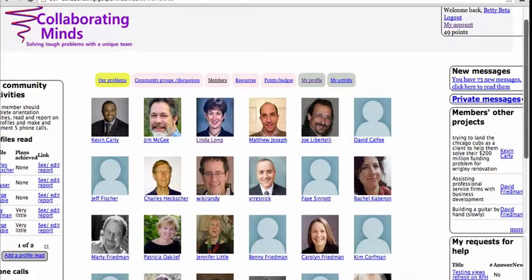Collaborating Minds knows that one of the best ways to establish relationships is to help someone else. But it's hard to help a stranger because you don't know what they are working on or what they need help with. We have two mechanisms to overcome this barrier.